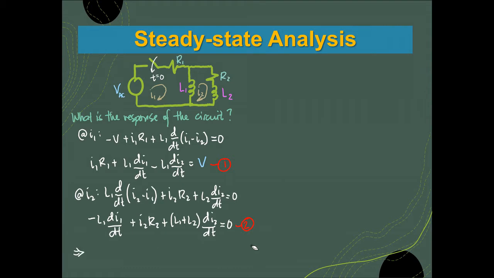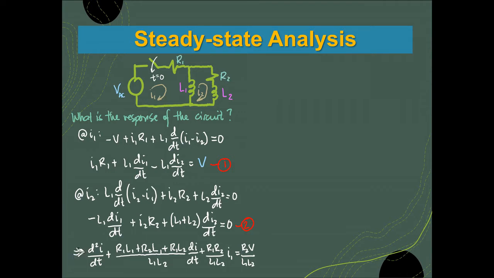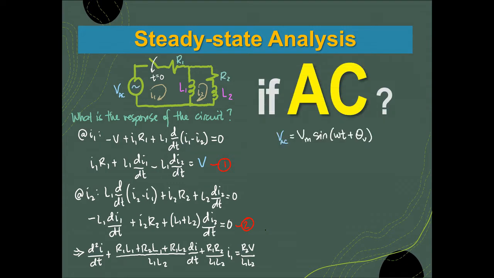If you can remember, this is your equation, right? If you have equations 1 and 2, and then the derivation of 1, and then remove I2 using those equations, you will have these equations here, the equation that you will be using. Now this time, what if the voltage is AC?